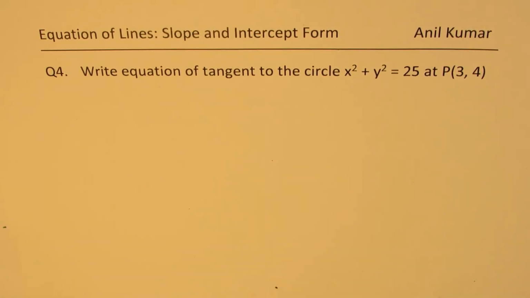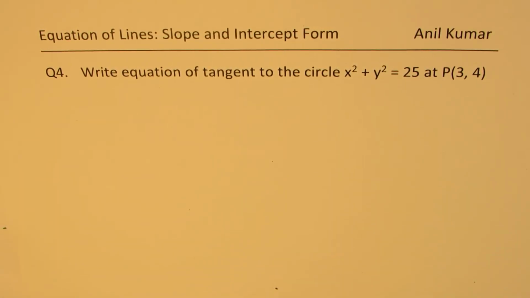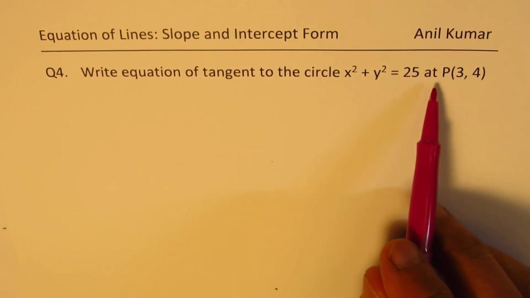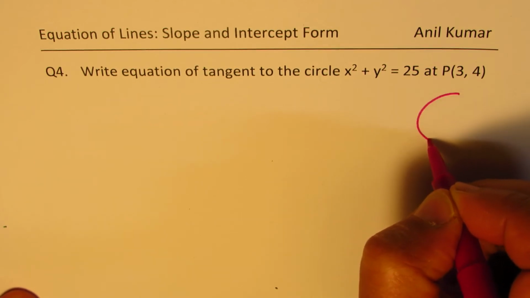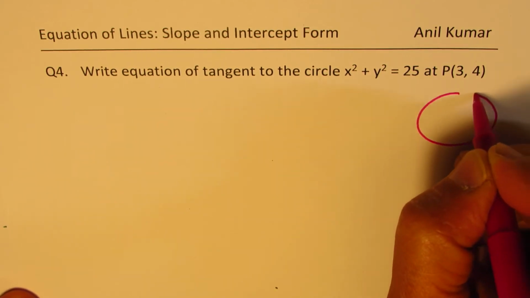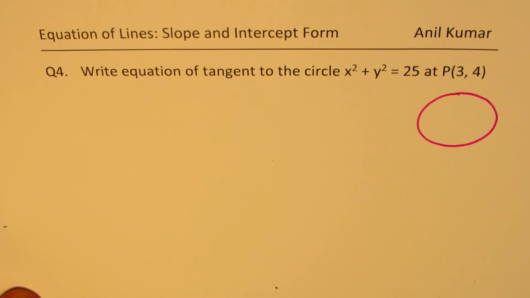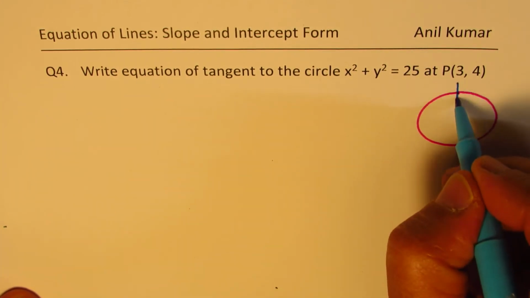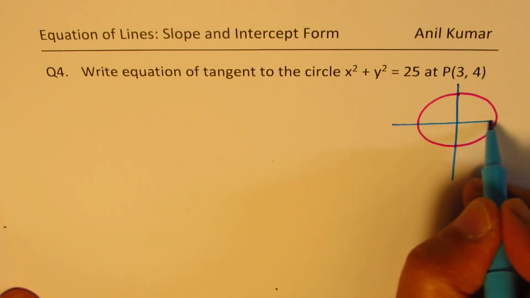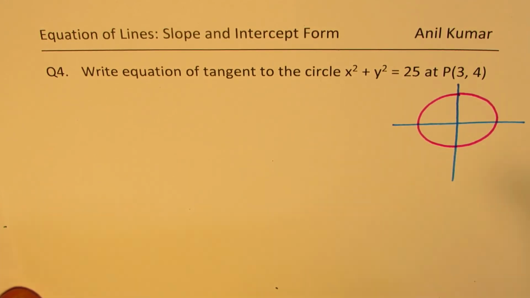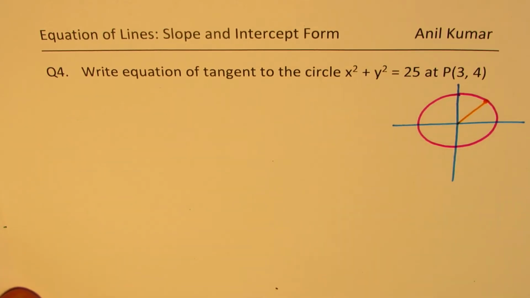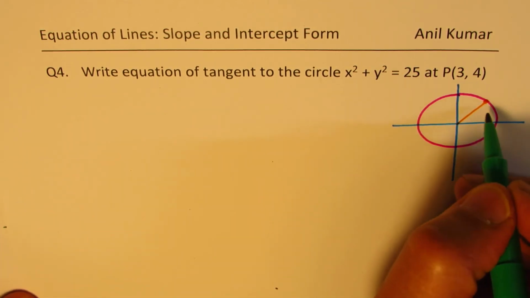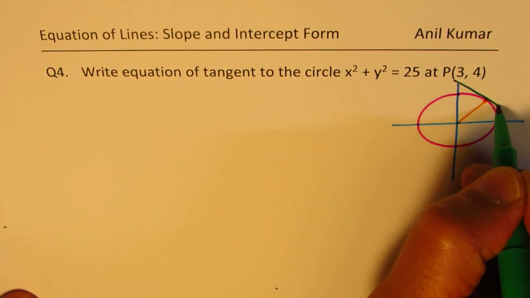Number 4. Write the equation of the tangent to the circle x squared plus y squared equals 25 at P (3, 4). Now this is a very critical question. Let's try to understand the situation. So here we have a circle and the radius of the circle should be what? Square root of 25, which is 5. Right? So what we are given here is a point (3, 4), which will be right on the circle. Let's say somewhere here. We need to find the equation of the tangent at this point, which could be kind of like this.